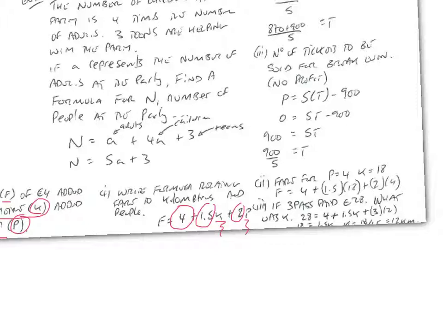What would the fare be for 4 people going 18 kilometres? Plug it all in and you'll get it. If 3 passengers paid €28, what was K? Well, the fare was 28. K is in here somewhere. You just tease out K and you'll get it to be 12 kilometres.